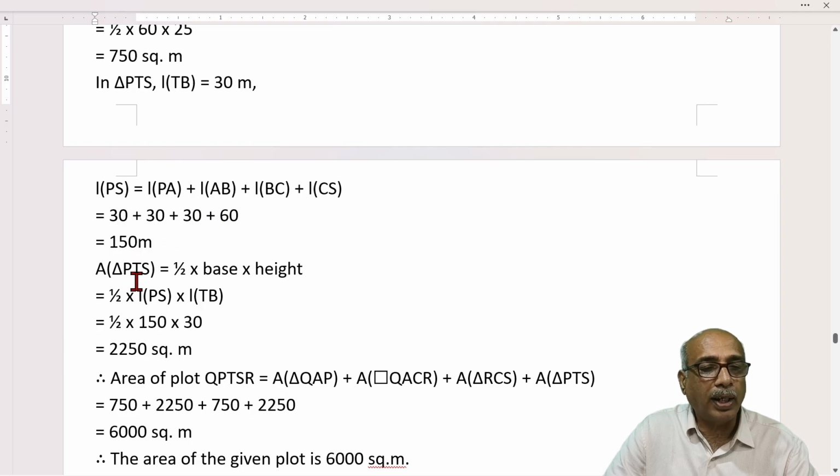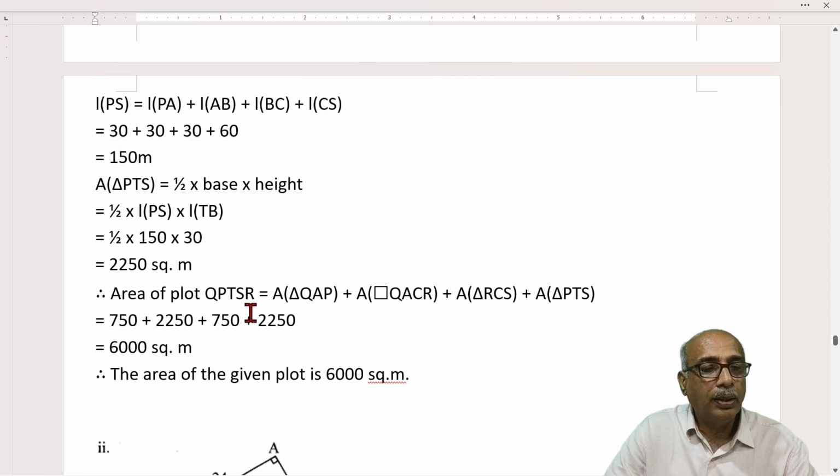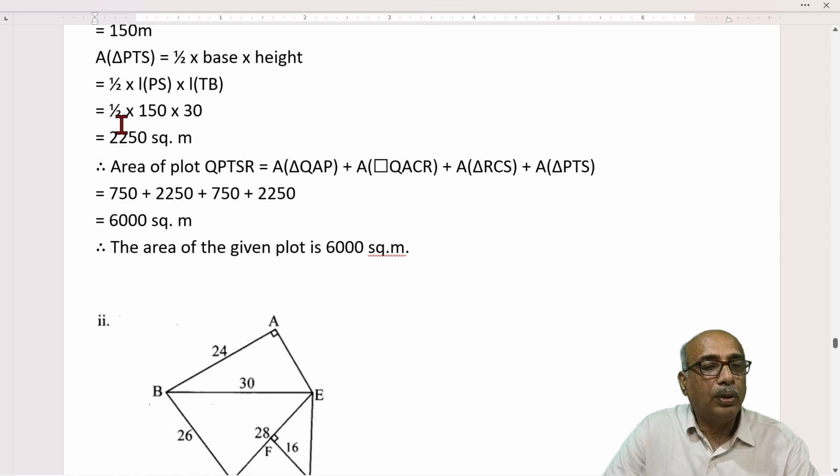So area of triangle PTS equals half base into height. So half of PS into TB equals half of 150 into 30, 2 ones are 2, half of 150 is 75, 75 into 30 is 2250 square meter.